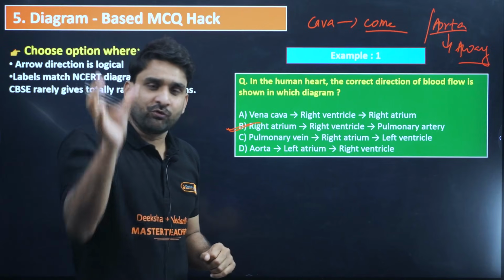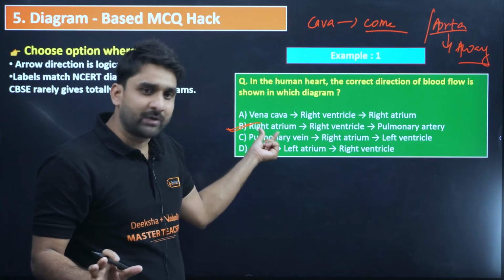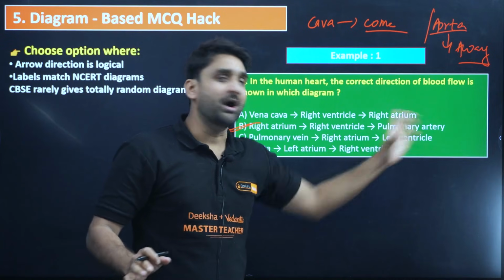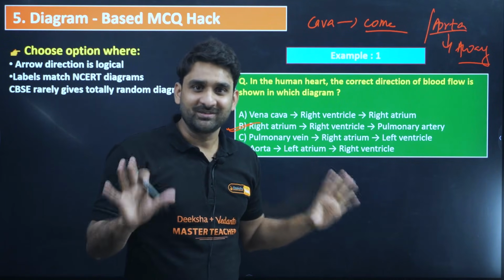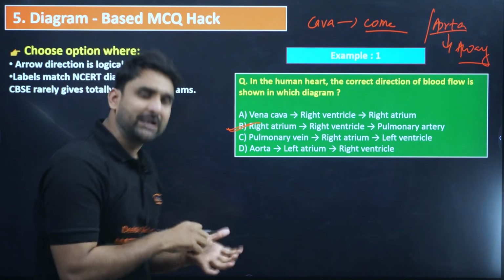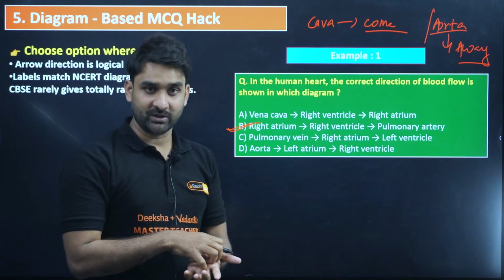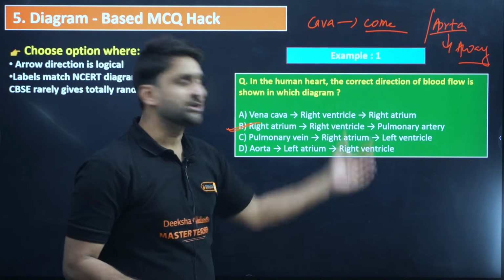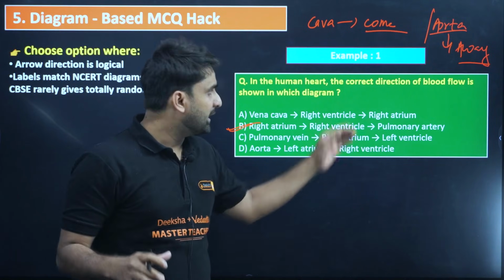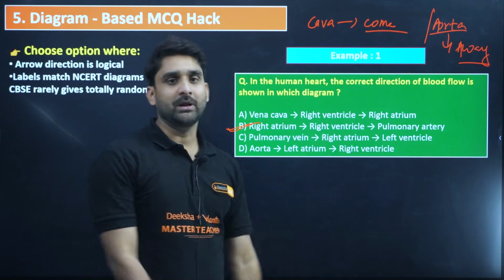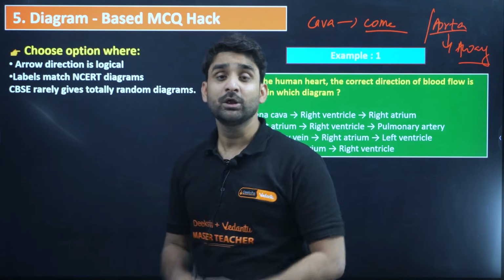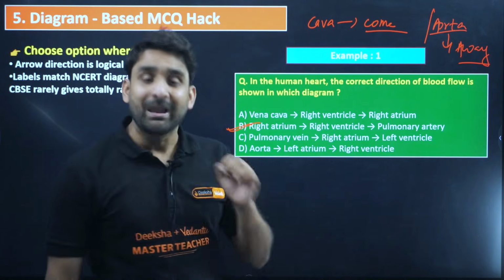So blood comes via the vena cava, then it goes to the right atrium, then to the right ventricle, and then to the pulmonary artery. Right, my dear? Getting my point? So by using the arrows, by using the diagram, you can pick any logical option over there. To do such questions, you must go through the diagram very well, so that you have clarity about which option would be correct. So these are the 5 guessing tricks, hacks, my dear, you can use to attempt the MCQ questions.